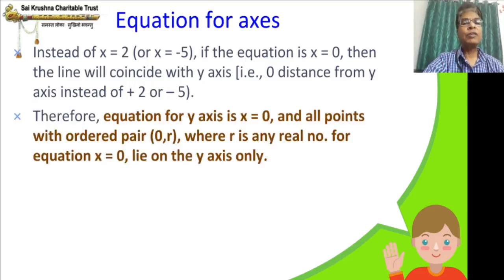Therefore, the equation for the y axis is x equal to 0 and all points with ordered pair 0 comma r. Earlier we saw 2 comma r or minus 5 comma r. Now we are seeing 0 comma r, where r is any real number. For the equation x equal to 0, the points lie on the y axis only.